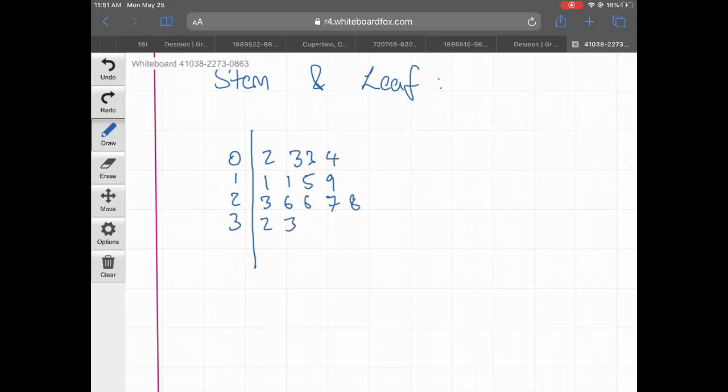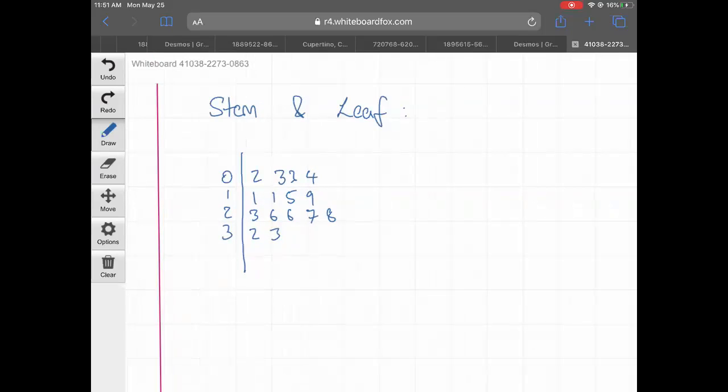Right. So that would be what a stem and leaf diagram might look like. This right here would be the stem, and these are our leaves. And with any stem and leaf diagram, you will always get a key. So this would be the key.